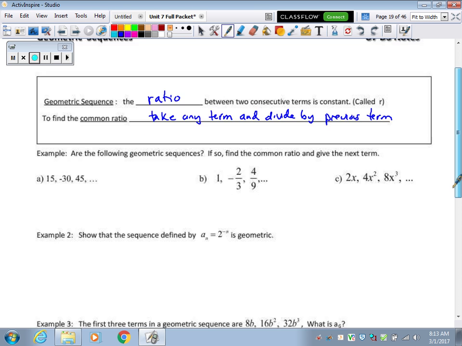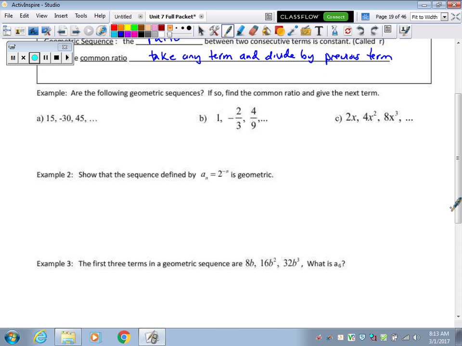So here's an example of some patterns. Is it a common ratio? Is it geometric? From 15 to negative 30 is timesing by negative 2, but 30 to 45 is timesing by 1.5. So no, not geometric because it's not the same ratio.